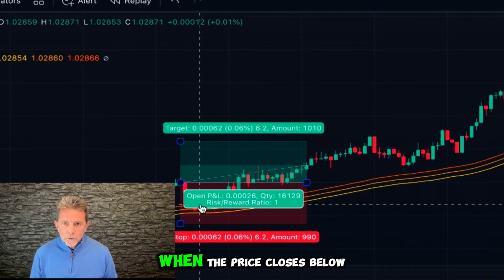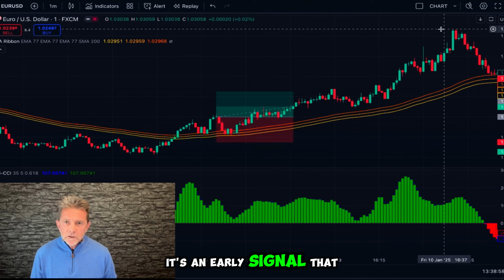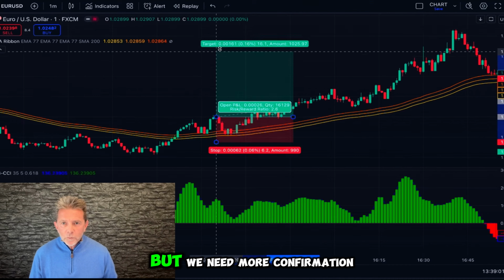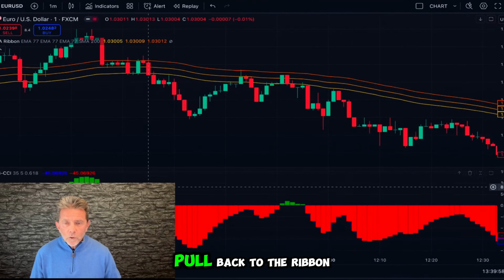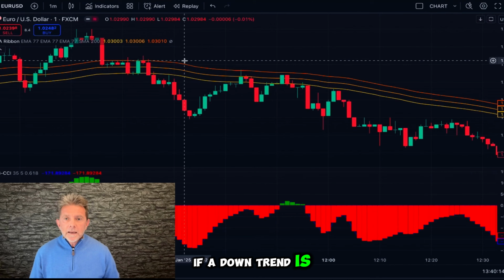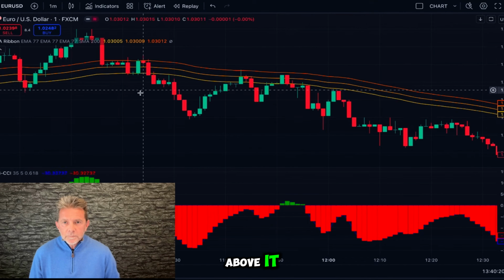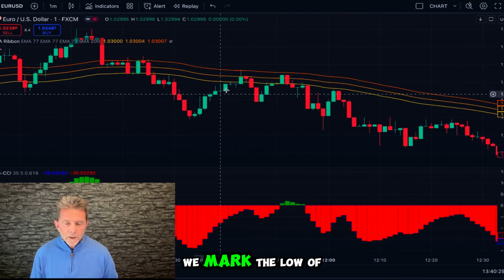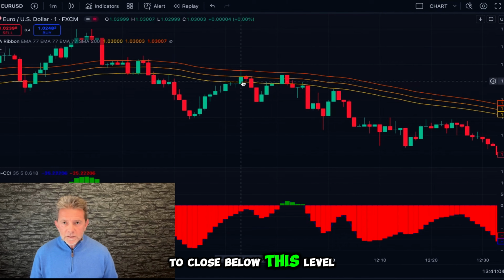On the flip side, when the price closes below the ribbon and the histogram turns red, it's an early signal that a downtrend may be forming, but we need more confirmation before entering a short trade. Similarly, we wait for a pullback to the ribbon. If a downtrend is indeed forming, the ribbon must hold and the price should not move above it. When the price pulls back to the ribbon, we mark the low of the previous swing low and wait for a candle to close below this level.